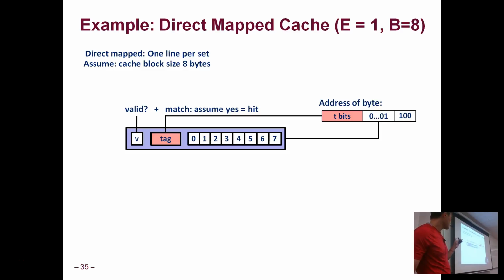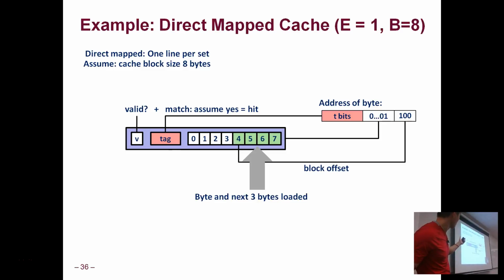And if it does hit, then the block offset, in this case 100, will be used to identify which bytes to return out of that line. And in this case, we're assuming that maybe we're fetching an integer, so it returns the 4 bytes that are there.